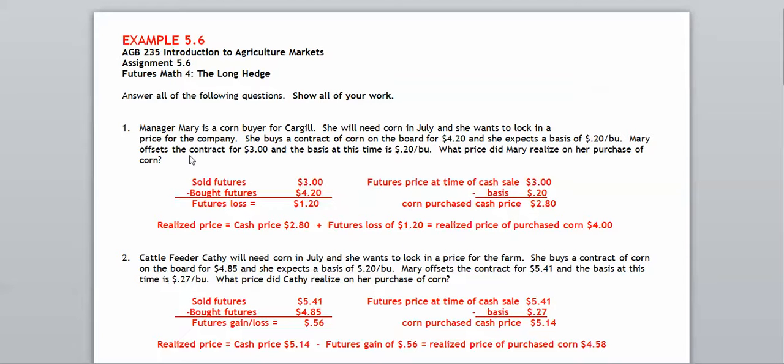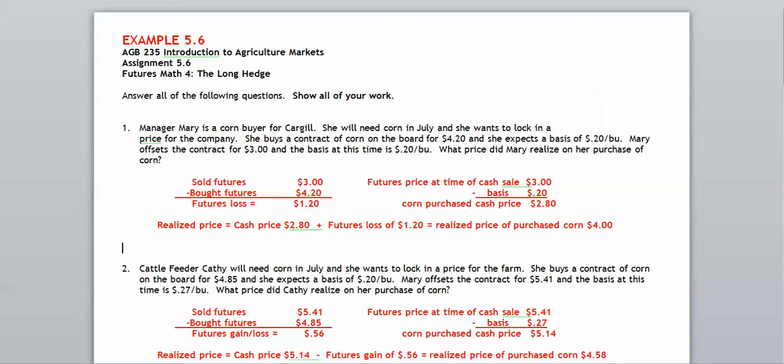Number one problem, Mary is a corn buyer for Cargill. She will need corn in July and she wants to lock in a price for the company. She buys a contract of corn on the board for $4.20. She expects a basis of 20 cents. Mary offsets the contract later at $3 and the basis at this time is 20 cents.